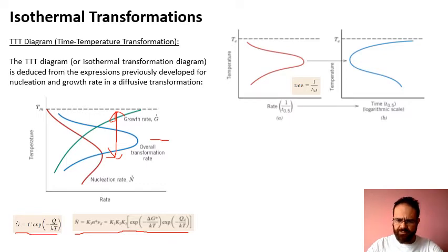Now, for practical reasons, it's difficult to measure the growth rate, or sorry, the rate of a transformation. What's easier to do is, instead of the rate, we measure the time for a certain fraction of the transformation to happen. For example, imagine we are following the transformation of water into ice. So we take water and ice, we leave them at a certain temperature, and then we can measure, for example, the time required for half of the water to transform into ice.